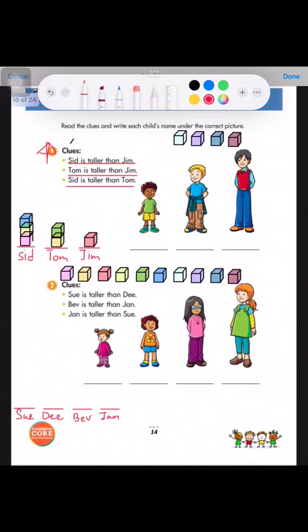So now we know their heights. The shortest one is Jim. The second shortest one is Tom. And the tallest one is Sid.